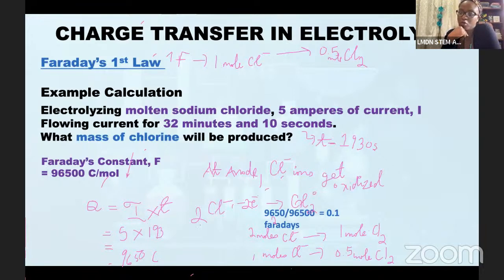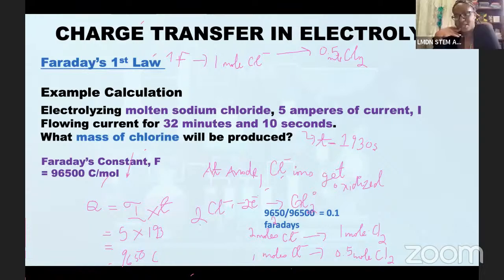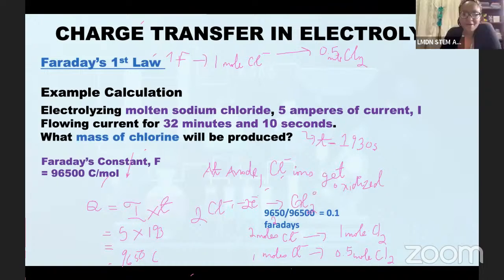Who did that conversion for us from the charge to Faradays? So we have 9,650 coulombs. How do we put that in Faraday form now? How many Faradays is that? Yeah, 0.1. So it's 0.1. How did you get that, Jamar? I divided it by the constant. Faraday's constant. Divided by Faraday's constant.